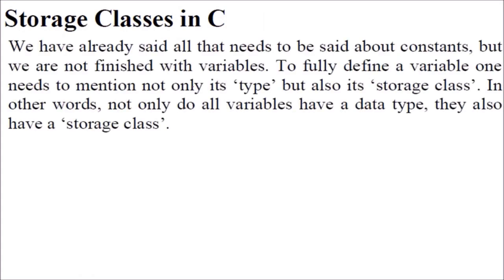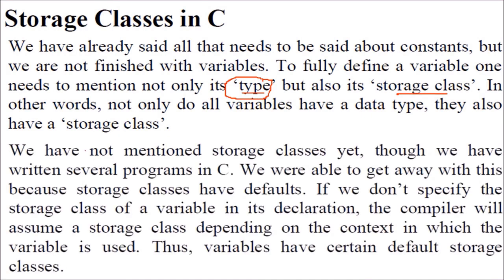Storage classes in C. We have already seen about the data type. So every variable, apart from its type, also has a storage class. So what is a storage class? We'll see about that. The type tells how much memory the variable is going to take in the actual placement. But storage class means where to put it. And here we assume the storage class depending on the context, because the way we are going to use the variable, we are going to put it in some storage class.